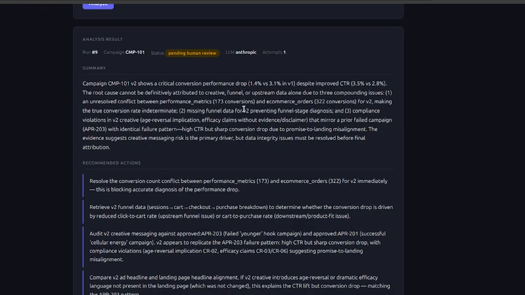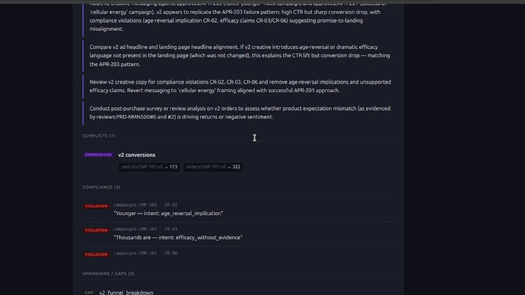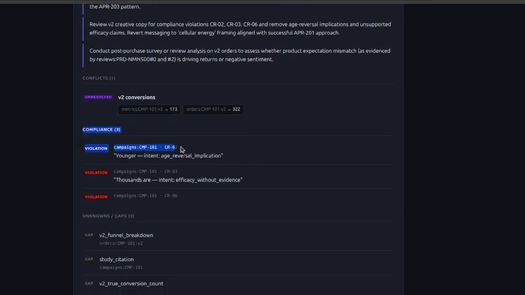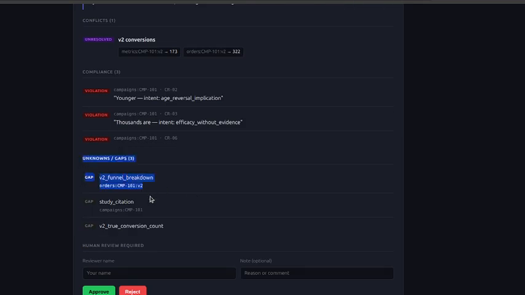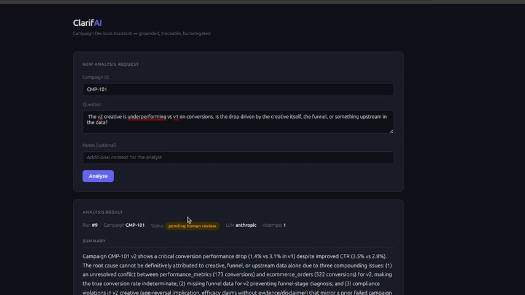We do have some important metrics that we can really look at. These are, in my opinion, really important as how V1 and V2 differ. I think it's pretty staggering from 3.5 versus 2.8. It also shows you violations that it's picked up in the compliance, and there are also some unknown gaps that we had. So essentially, this is what ClarifAI does.